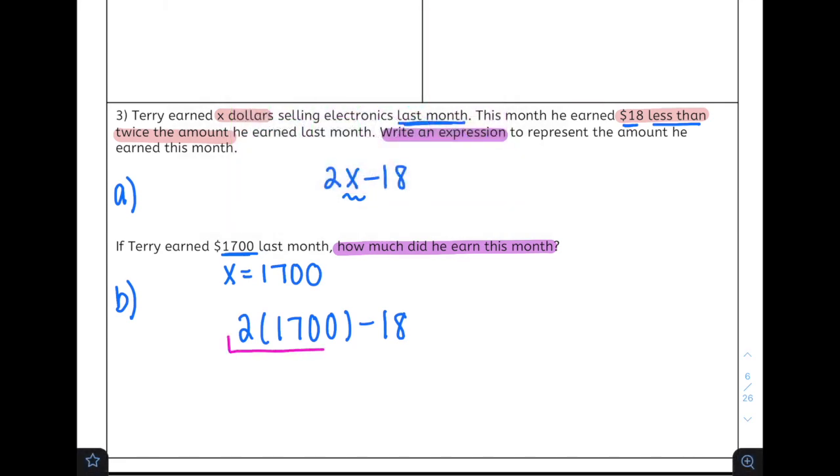I'm going to deal with multiplication first and then subtraction. So I have 3,400 minus 18, which is 3,382. Again, we want to write $3,382.